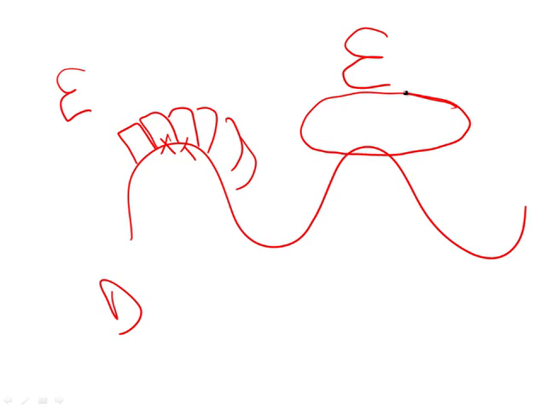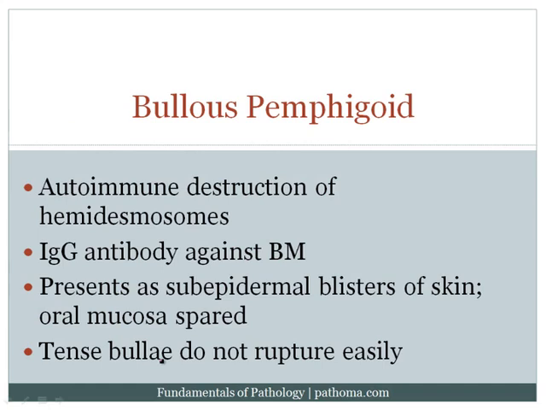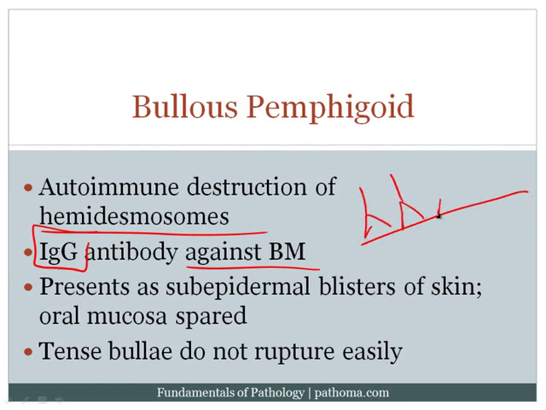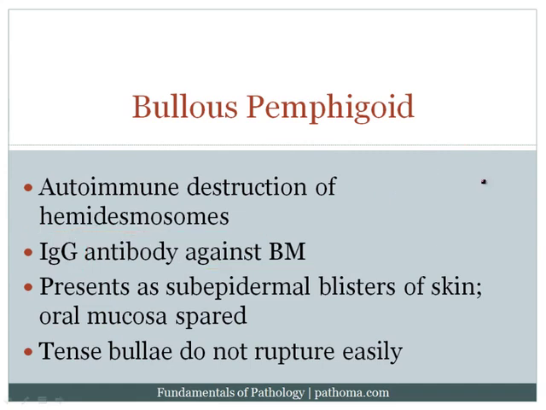Now let's go back and read your text. You get autoimmune destruction of the hemidesmosomes. It's due to an IgG antibody against the basement membrane. Now because the IgG antibody is going to line up against the basement membrane, that's going to give you a linear immunofluorescence. It presents as subepidermal blisters of the skin.